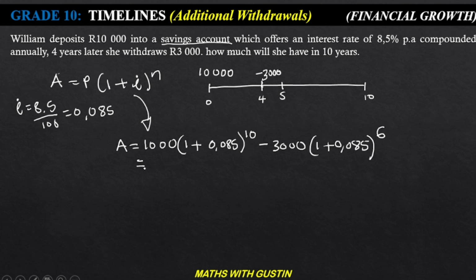Now we just need to put this in our calculator to find out how much money William will have at the end of 10 years' time. I'm going to give you 3 seconds, guys, to press your calculator, and then I will give you the answer so we can compare.